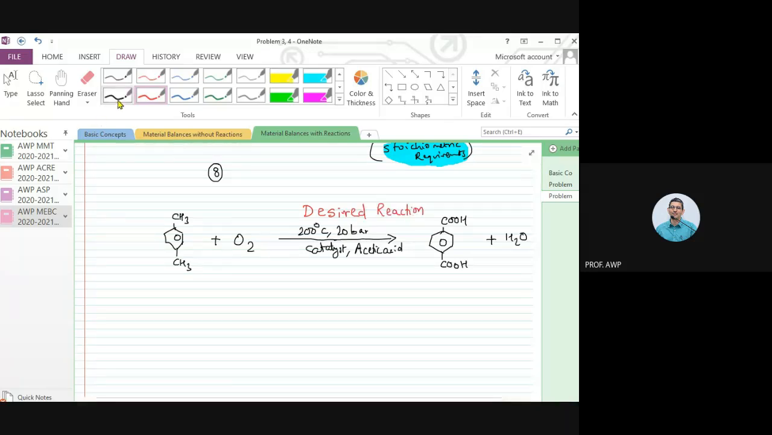But unfortunately, because of high temperature, high pressure, and catalyst, oxygen is there. Some amount of paraxylene also gets combusted. You are supplying oxygen, you are having a hydrocarbon. Some of it goes to combustion, to carbon dioxide and water as well. This is our undesired reaction.